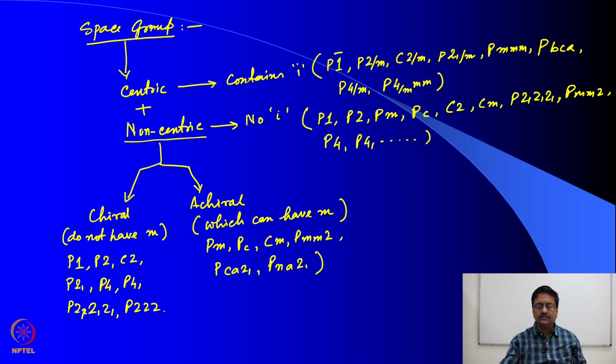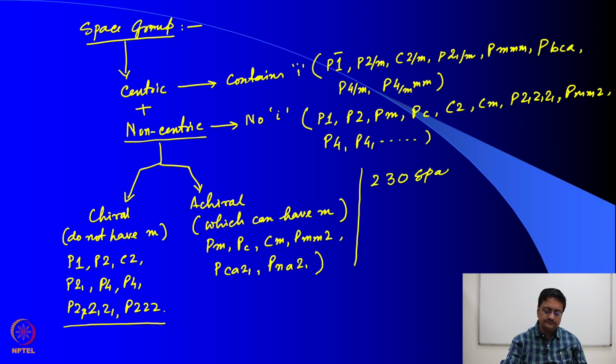So when we try to crystallize a compound and we know that the compound is a chiral molecule, then we will end up getting one of these space groups which belong to chiral. I'm just giving you some examples of chiral space groups. It is not only limited to these space groups which I have indicated here. Rather, a large number belong to chiral, a large number belong to achiral, and a certain number belong to a centric space group. Altogether, there are 230 space groups that are possible.